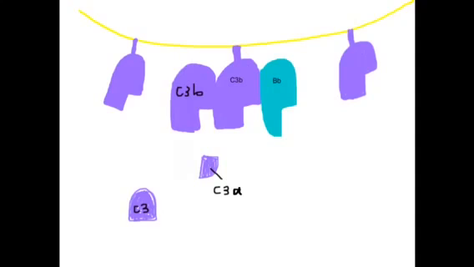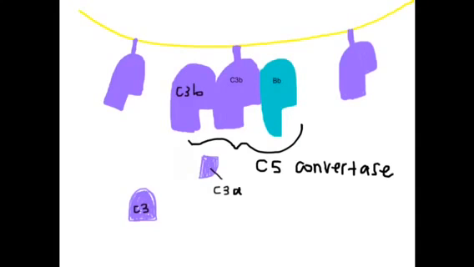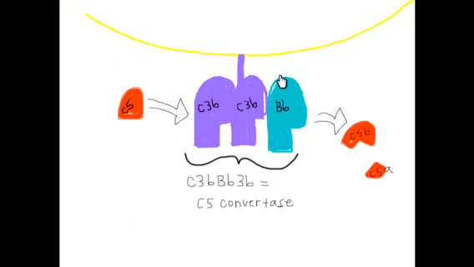Once C3 is cleaved by the C3 convertase, which is this thing right here, C3b can either attach to the cell surface, as we've seen in the last slide, or it can attach to the C3 convertase and create what is known as the C5 convertase. C5 convertase cleaves C5 into C5b and C5a, initiating the membrane attack complex.